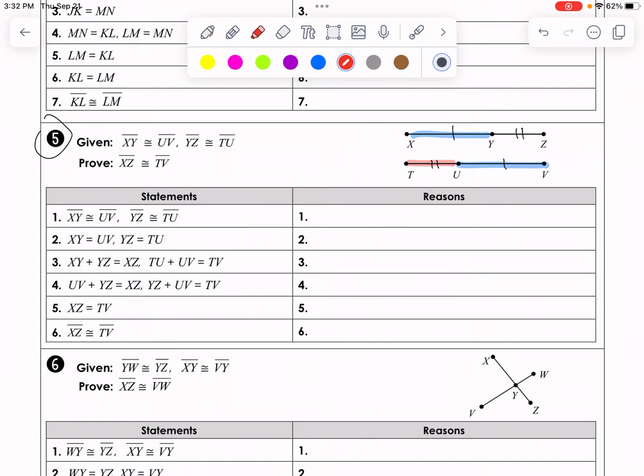We know this to be true. But what are we trying to get at? We're trying to get at that line segment XZ, this entire thing, is equal to, or congruent to, TV. And again, I know that you can look at it and determine that it's true, but that's where we have to use these properties so that it is part of deductive reasoning. There are no assumptions that we're making. We're using all these principles and properties that we know to be 100% true.